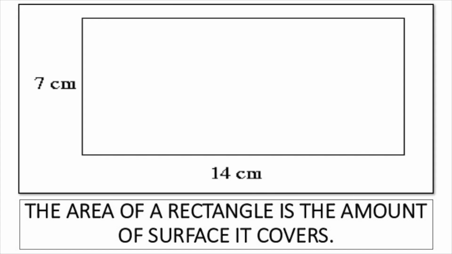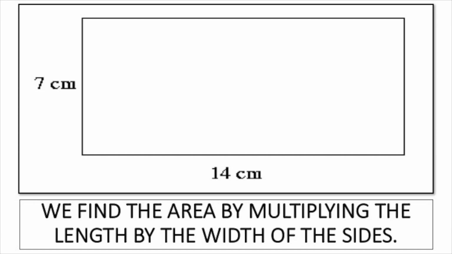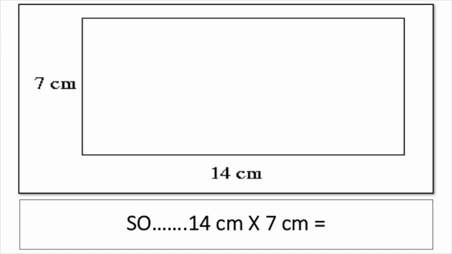The area of a rectangle is the amount of surface it covers. We find the area by multiplying the length by the width of the sides. So here we have 7 centimeters by 14 centimeters. 14 times 7, or 7 times 14.